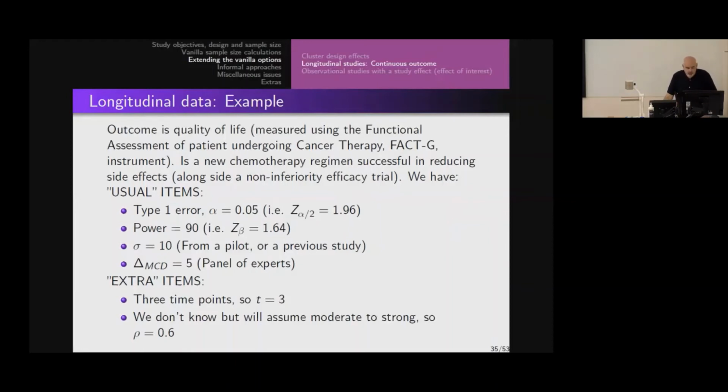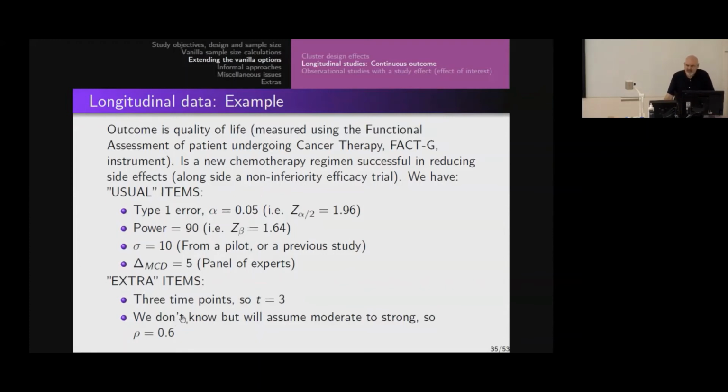We have the usual items, our 4 items we know and we love. Okay, so we've got our 0.05 significance level, we've got 90% power. We have a standard deviation within group from a pilot of 10 units on the FACT-G instrument. And we believe, based on our panel of clinical experts, that if you cannot increase the quality of life of these cancer patients by at least 5 units, then it's not worth it. Okay? Now, here are some extra items.